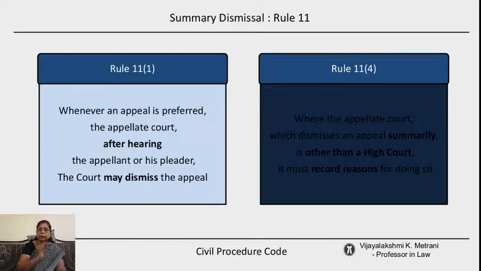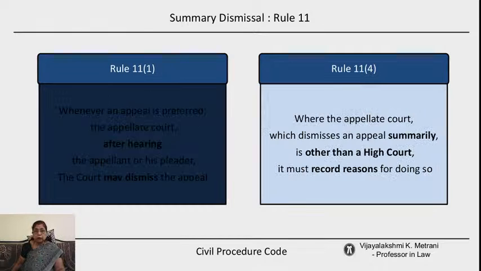After hearing the appellant, the court may dismiss the appeal, or it may post it for hearing. If it dismisses the appeal summarily, and it is not a high court, then it must record reasons for that. If it is a high court, it is not necessary to record reasons. It can just say appeal dismissed. There is no reason given by the high court. But if it is another appellate court, it has to give reasons.